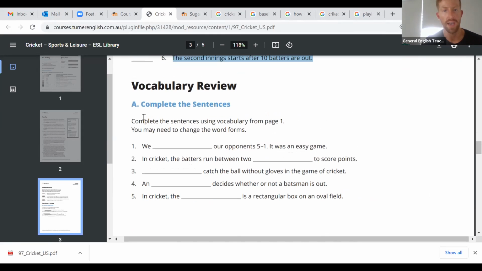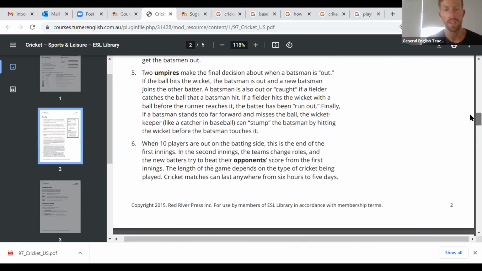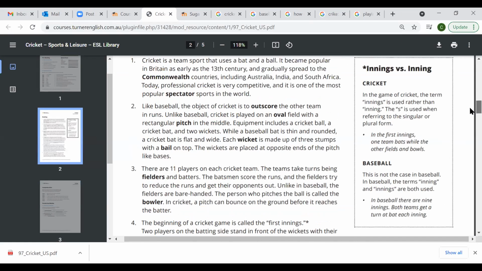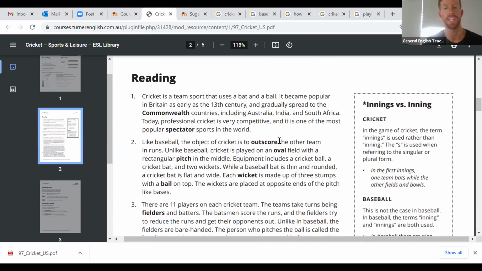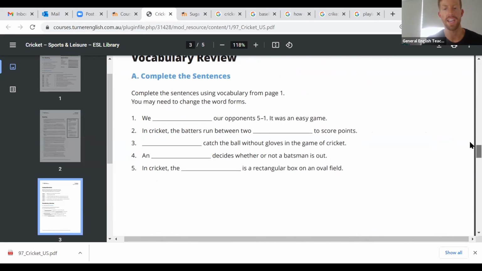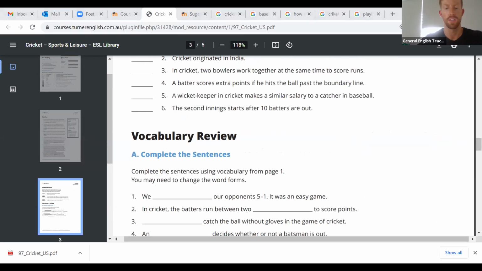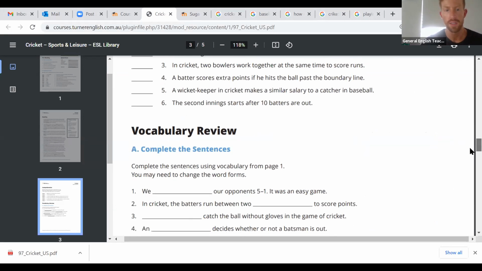Guys, same again. We're going to do the vocabulary. So we're looking for some vocabulary that goes into these sentences. So for example, number one: we something our opponents 5-7. It was an easy game. What do you think? We're looking for some vocabulary. Outscored. Excellent. Outscore. So it means that we won, basically. The answer is outscored. So we got more points. All right. So guys, can you do 2, 3, 4, and 5?